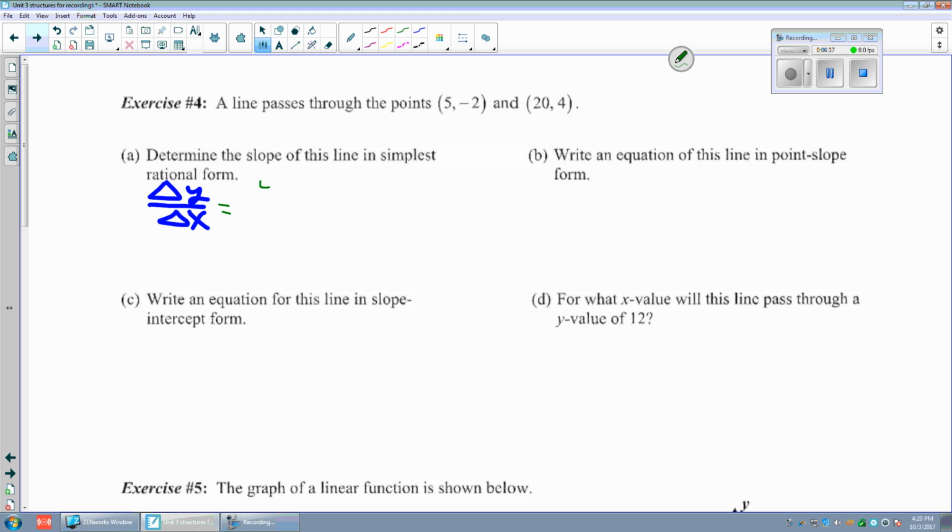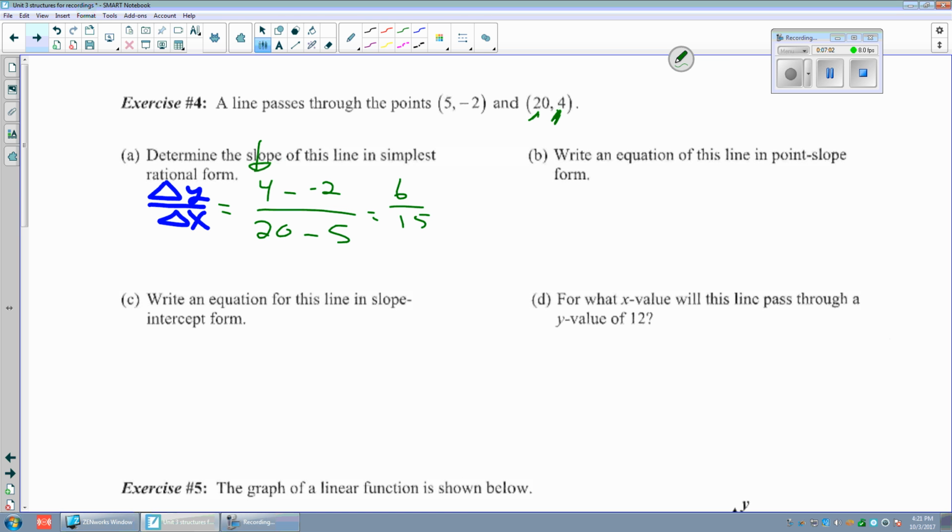So change in y, 4 minus -2. Change in x, 20 minus 5. Make sure we got the 4 matched up with the 20. 4 vertical matched up with the 20. Delta y's got the y's. Check, check, check. 6 over 15.